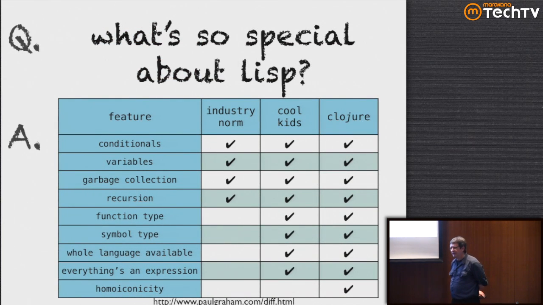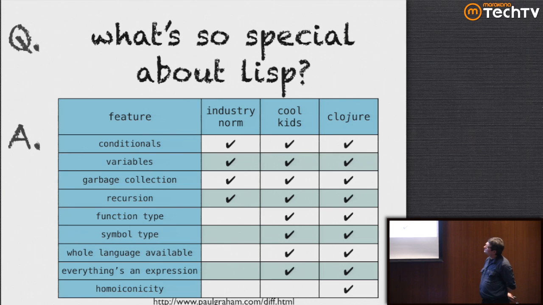So what's so special about Lisp? I've been bragging about how special Lisp is. This is a chart that Paul Graham came up with. Now, Paul Graham's a big advocate in the Lisp world, and he wrote a book called Hackers and Painters. And one of the articles in Hackers and Painters is called Beating the Averages, where he talks about the relative strengths and weaknesses of various programming languages.